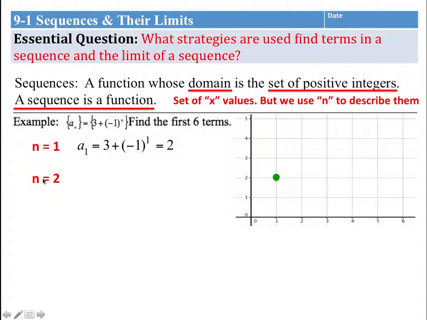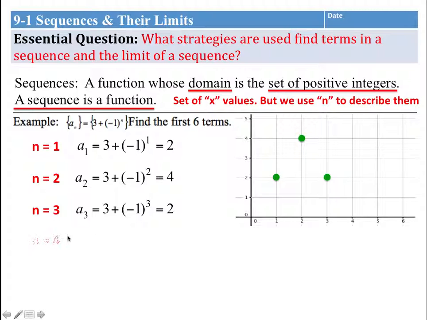We're going to go ahead and stick in a value of 2. So for the second term, sticking that into the expression for the sequence, 3 plus negative 1 squared, it's going to be 4. So our second term's value is 4. If you notice, we can read these right off the coordinate plane, just like we'd read points in a function. So we'll put in a value of 3 for the third term. When we calculate this, we get a value of 2 again.